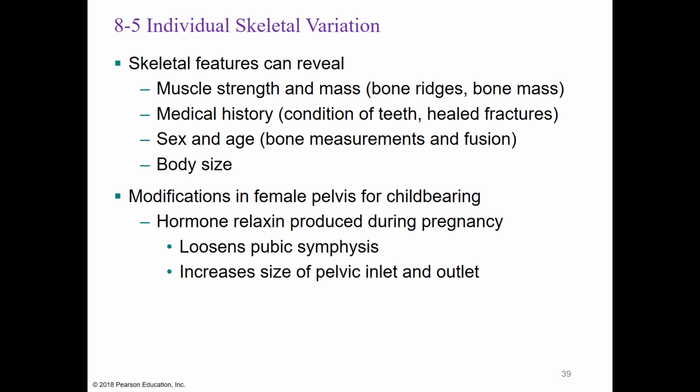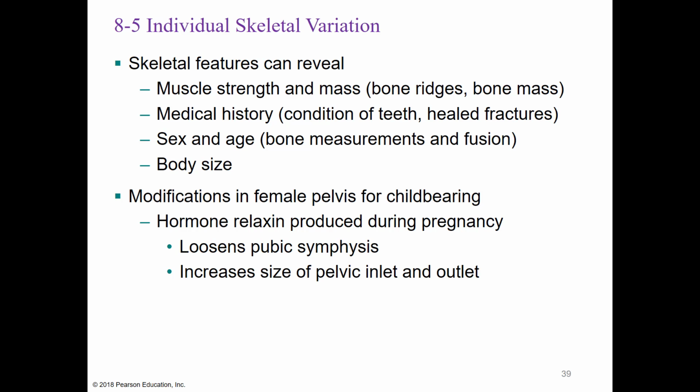So skeletal features can reveal your muscle strength and mass. Bone ridges and bone mass can be indicative of muscle strength and mass. Medical history can show in teeth and healed fractures, sex and age, bone measurements and which bones have fused, and body size.